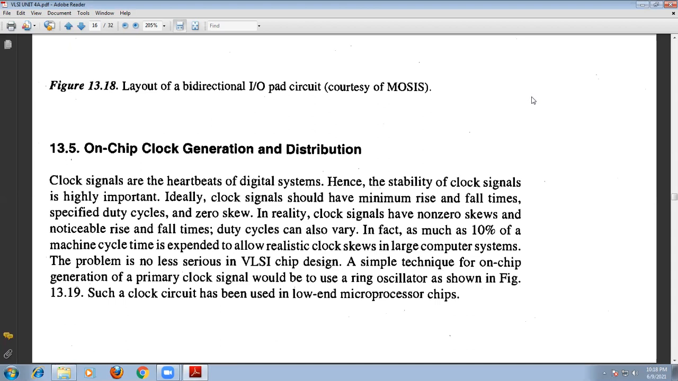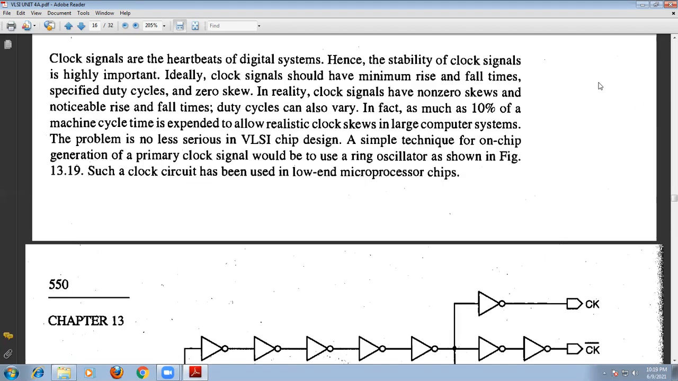As we know, for a human being, the heartbeats are very important. Similarly, for a digital system, the clock signals are very important. The clock signals are the heartbeats of the digital system, and the stability of the clock signal is highly important in a digital system.